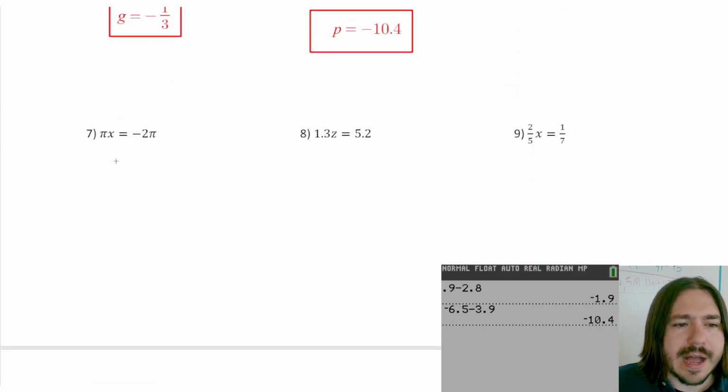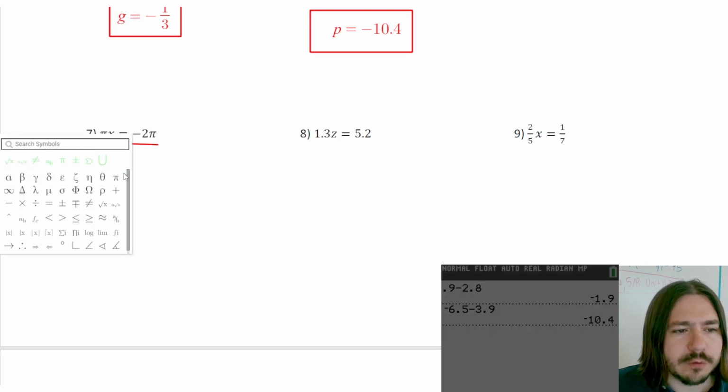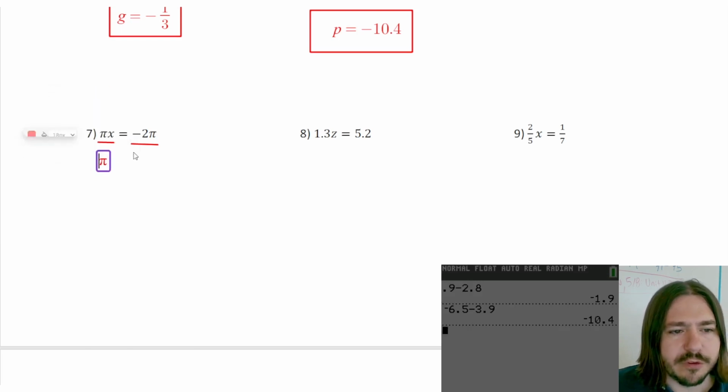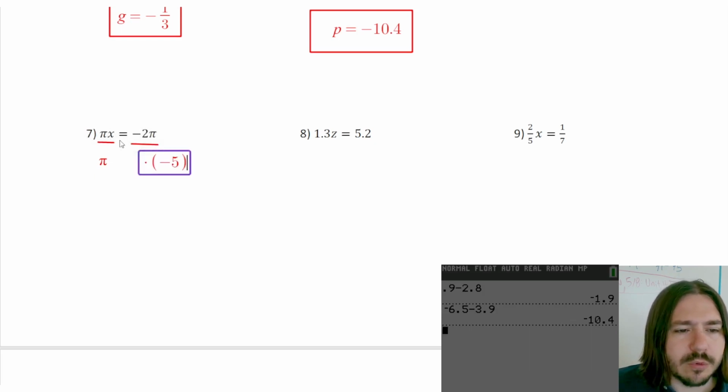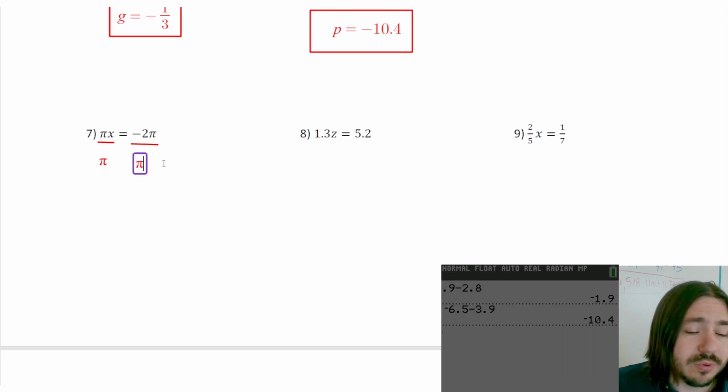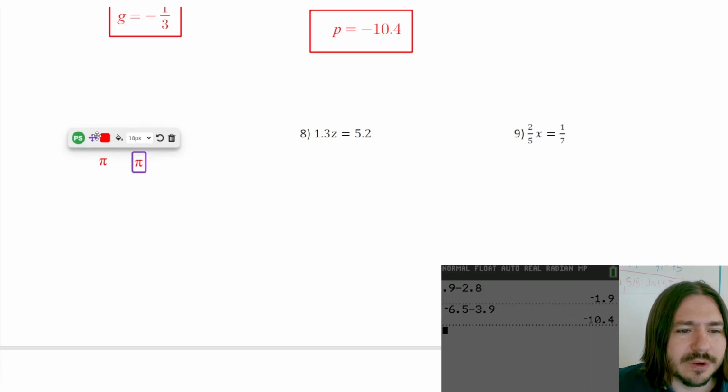Number 7, we've got pi x equals negative 2 pi. So here we're going to divide both sides by pi. Now, you really don't need a calculator for this one. I know pi is irrational, and that might make you think, oh, I need a calculator to get this one. Because, what's negative 2 times 3.14 divided by 3.14? But since this other side already has a pi, we're just going to leave our answer here in terms of pi anyway. We will end up with no pi, so it'll be kind of moot.